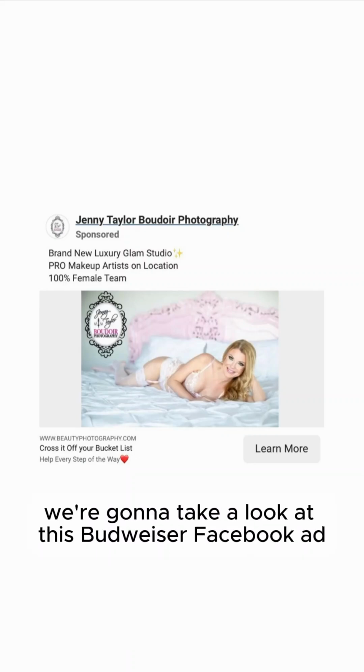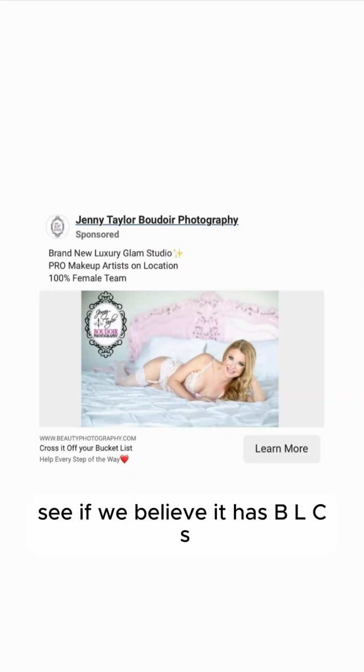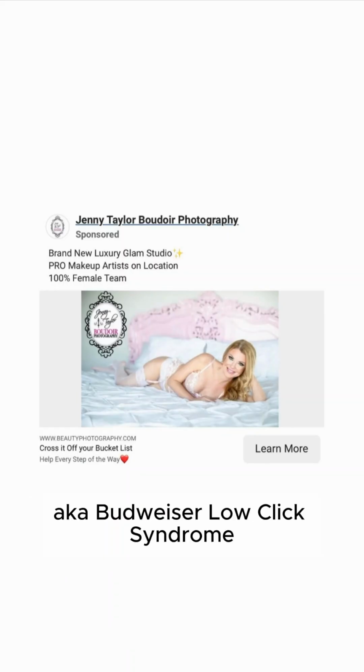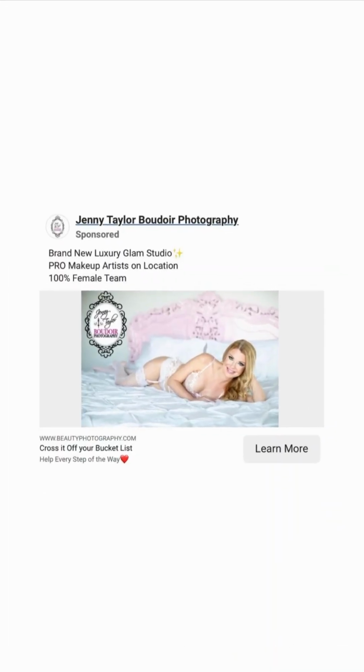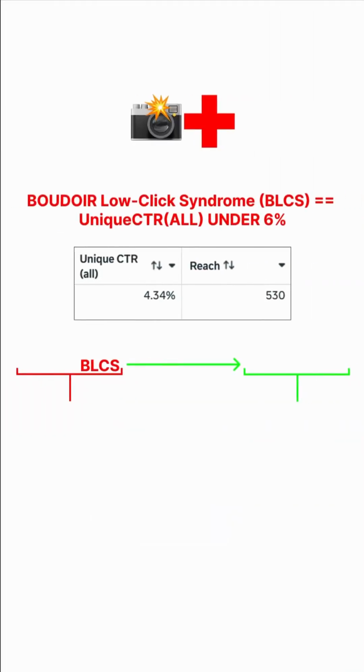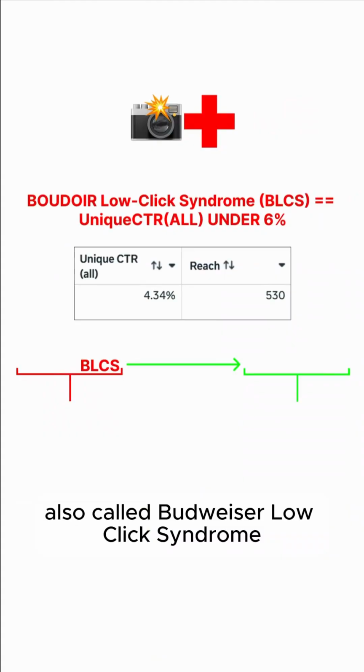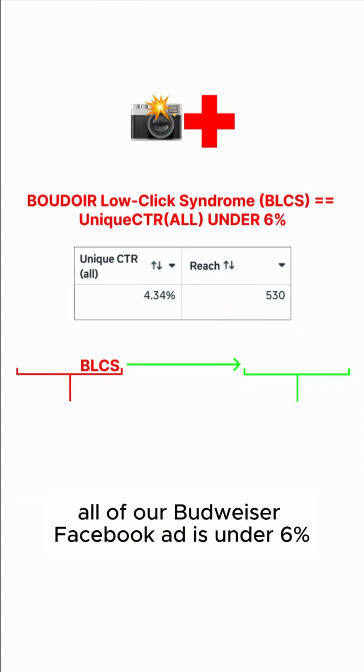All right, y'all, we're going to take a look at this Boudoir Facebook ad, see if we believe it has BLCS, aka Boudoir low click syndrome. So, BLCS, also called Boudoir low click syndrome, is when the unique CTR all of our Boudoir Facebook ad is under 6%.